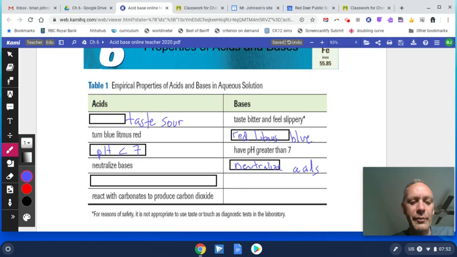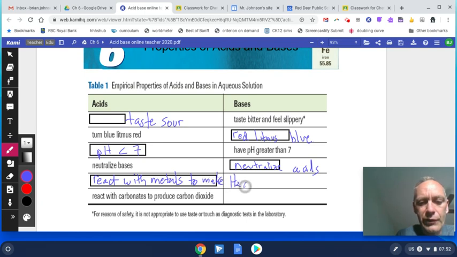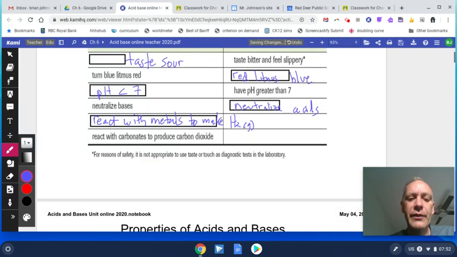Acids react with carbonates to produce carbon dioxide. Acids react with metals to make hydrogen gas. Okay, so you need to know all those properties of acids and bases.